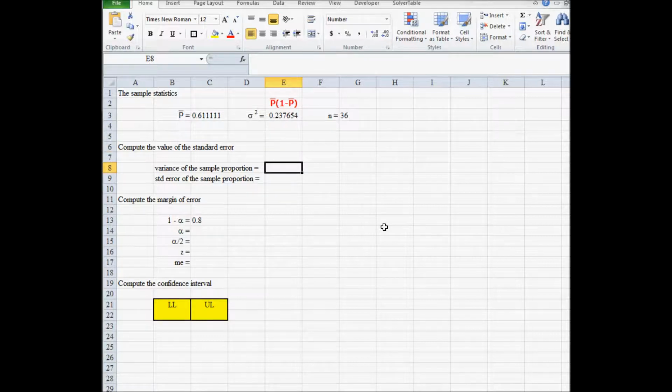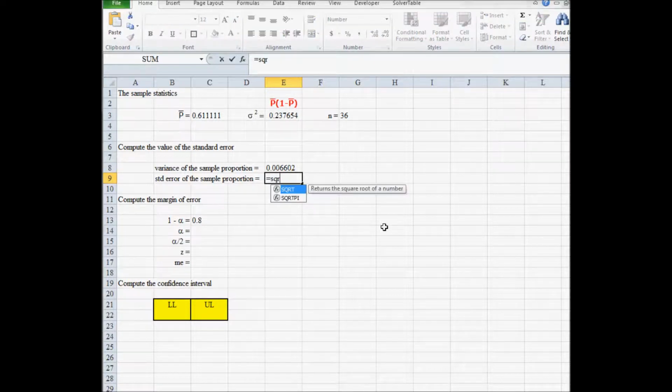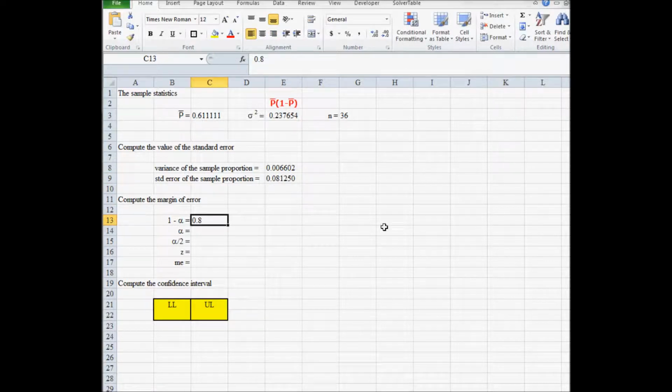The variance of the sample proportion is the sigma squared divided by the sample size, just as it was in a confidence interval problem for a population mean. The standard error of the sample proportion is the square root of the variance of the sample proportion. My confidence level is 80% or 0.8. My significance level is 0.2. Because a confidence interval has an upper and a lower tail, we have to divide the significance level by 2.